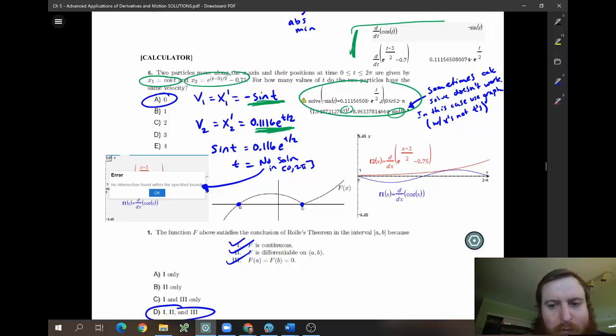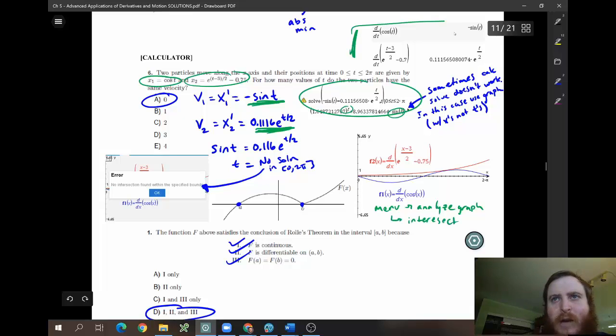If you typed in negative sine of t and 0.116 e to the t over 2, you would get the same graph. And so what we want to do is, normally we'd go to menu, analyze graph, and we go to zeros or maximum. But in this case, if they're equal, there's one that says intersect. The intersect option wants to see where the graphs meet. We want to pick a value on the left of where we think it intersects and a value on the right of where we think it intersects.